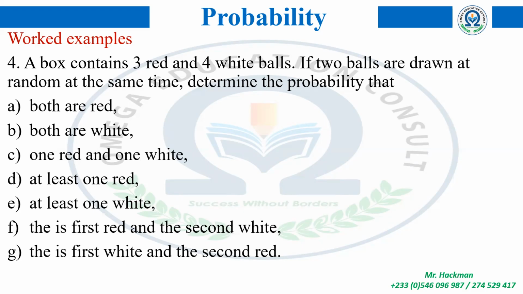So quickly, let's look at the first question before us. A box contains 3 red and 4 white balls. If 2 balls are drawn at random at the same time, so you underline this. Immediately you see that the selection is done at the same time, not one after the other, then you should know that you can apply the combination approach.